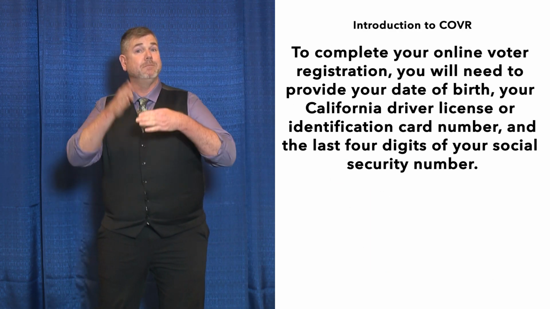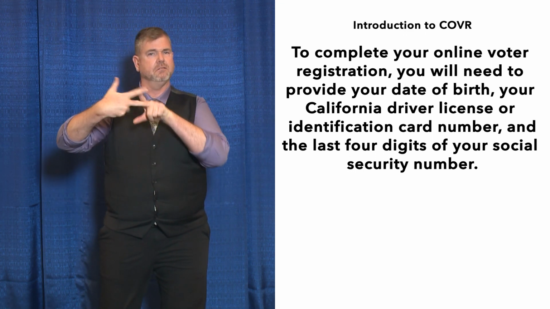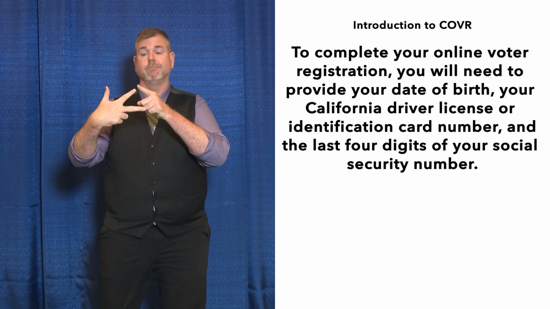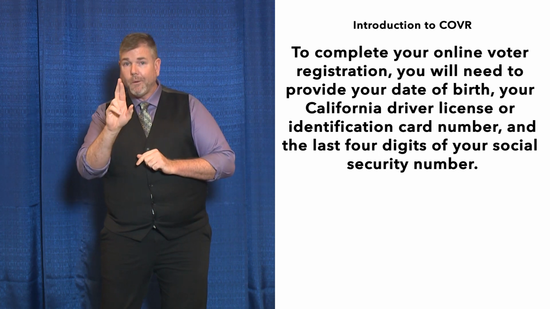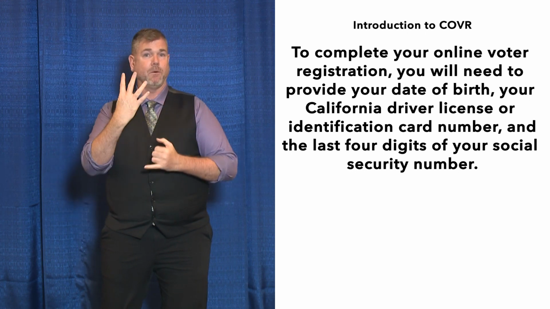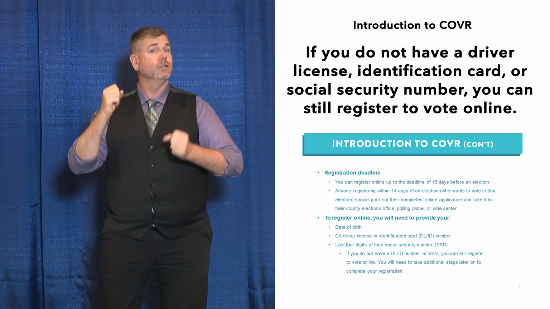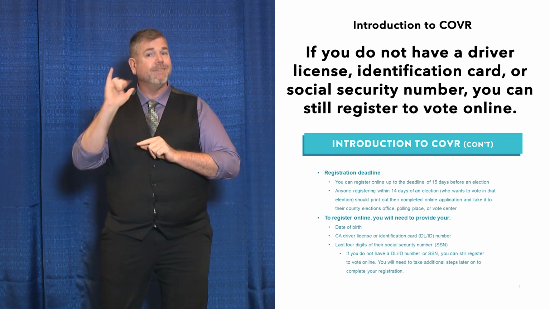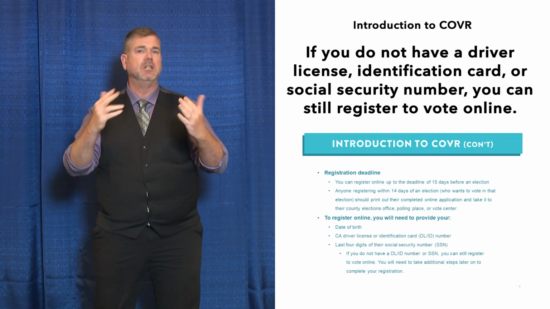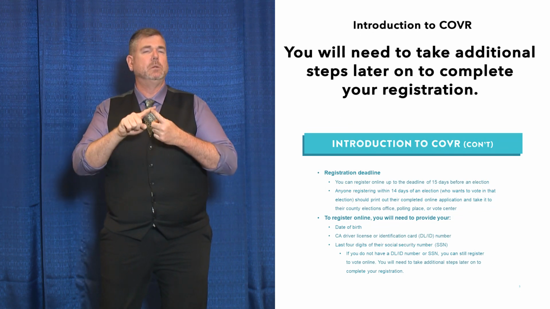To complete your online voter registration, you will need to provide your date of birth, California driver's license or identification card number, and the last 4 digits of your Social Security number. If you do not have a driver's license or identification card number, or a Social Security number, you can still register to vote online. You will need to take additional steps later on to complete your registration.